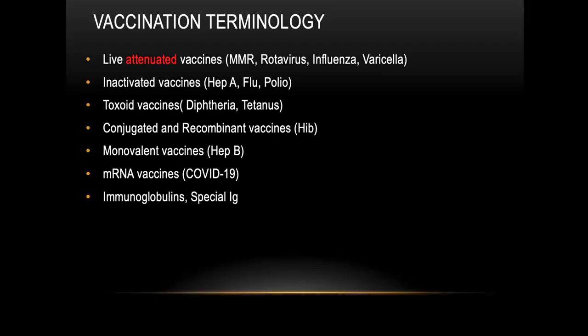Inactivated vaccines are flu, polio, rabies, and hepatitis A. So obviously these are inactivated versus activated. And toxoid vaccines, examples are diphtheria and tetanus. These are modified bacterial toxins, not viral toxins, bacterial toxins that have been made non-toxic, but they retain their ability again to stimulate the immune system to create antibodies.